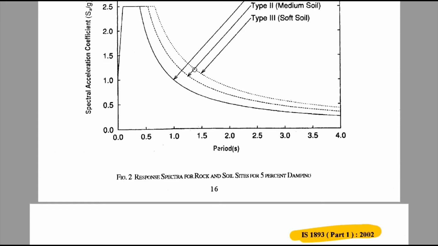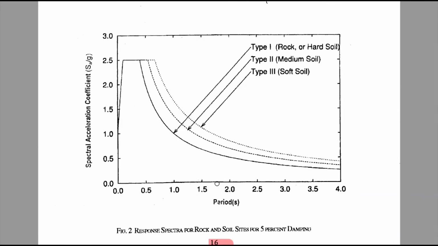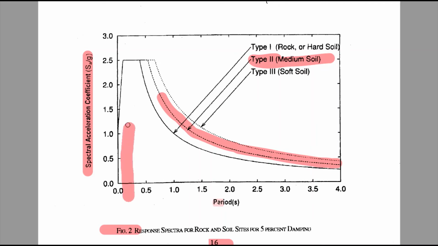From IS 1893 Part 1, 2002, page number 16, we can find the spectral acceleration coefficient Sa/g from Figure 2. We have the time period in seconds and medium soil, type 2. So we have to follow the second graph. Here the time period is 0.286, which is nearer to here, so it is 2.5, exactly 2.5, right?